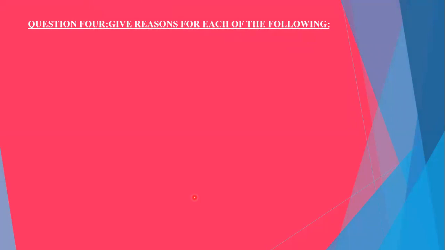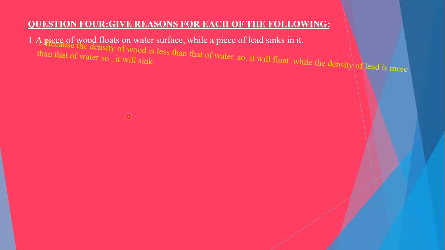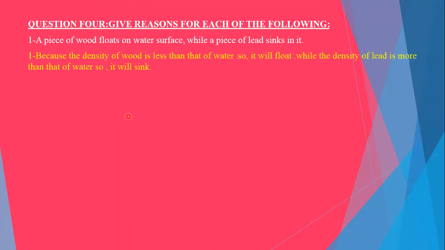Give reasons طبعا which is very important. Number 1. A piece of wood floats on water surface while a piece of lead sinks. طبعا هنا واضح ان الفرق هيكون في حاجة واحدة بس which is density. أكيد طالما float يبقى has lower density and sink means higher density than water. يبقى الإجابة هتكون because the density of wood is less than that of water so it will float. طيب while the density of lead is more than that of water so it will sink.